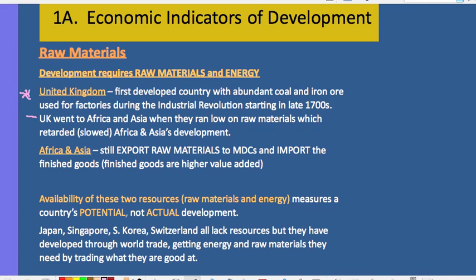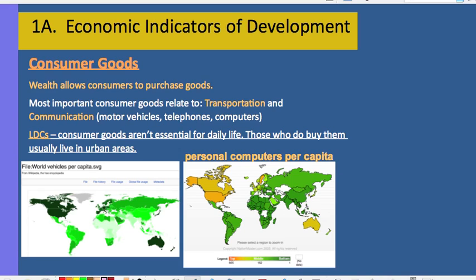All right, consumer goods. This is also an economic indicator of development. So when you are very wealthy and people have lots of money, then people can buy stuff. And the kinds of stuff that people like to buy are from these two categories. Transportation, they want cars, and communication, they want cell phones and computers.